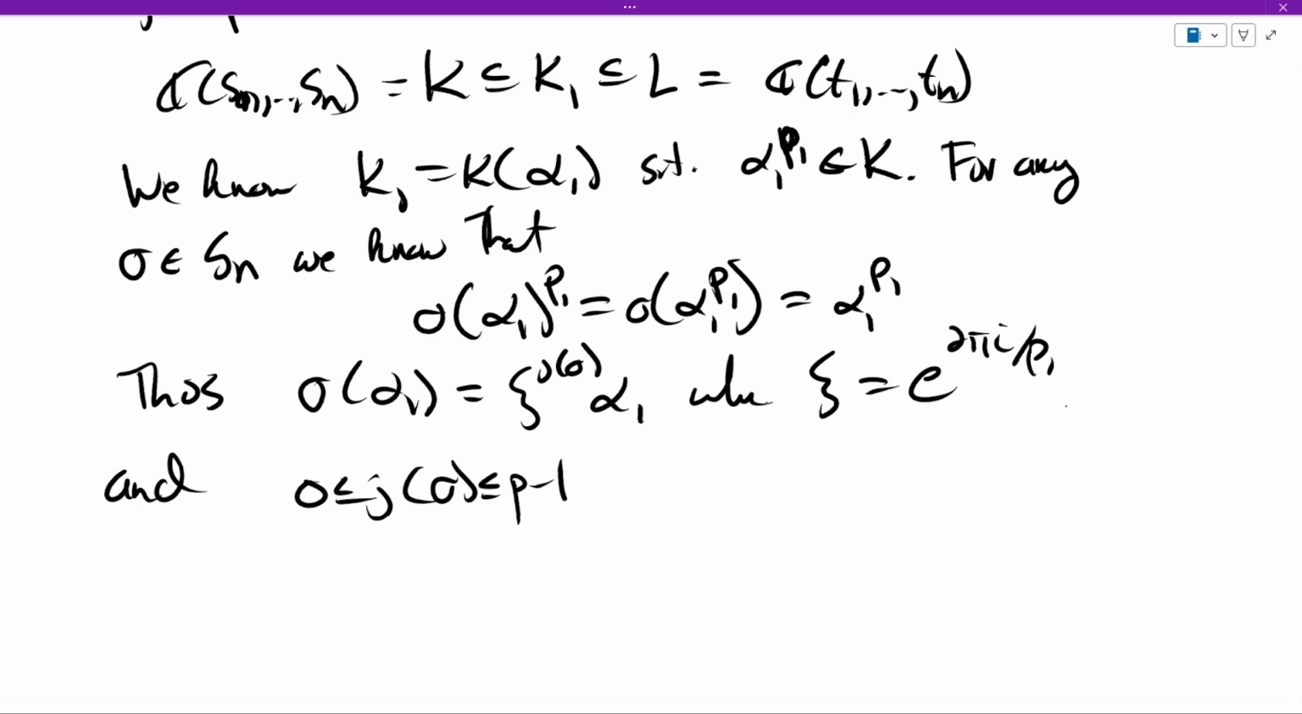And actually, we have a map that sends sigma to a pth root of unity. So actually, this defines a homomorphism. We're not going to check that it defines a homomorphism, but it does.